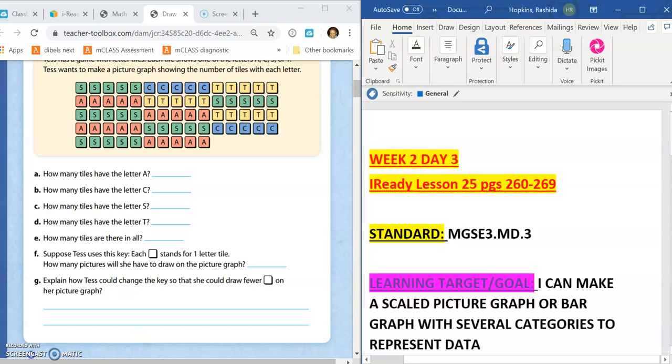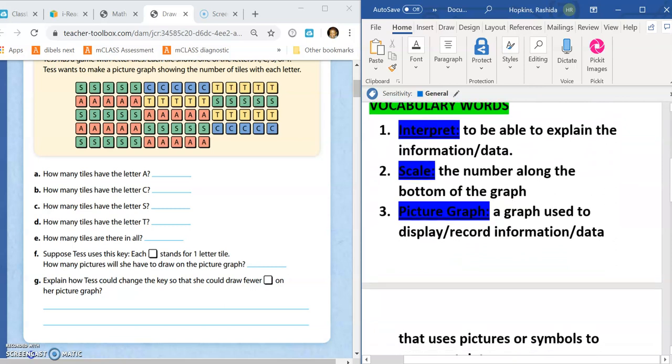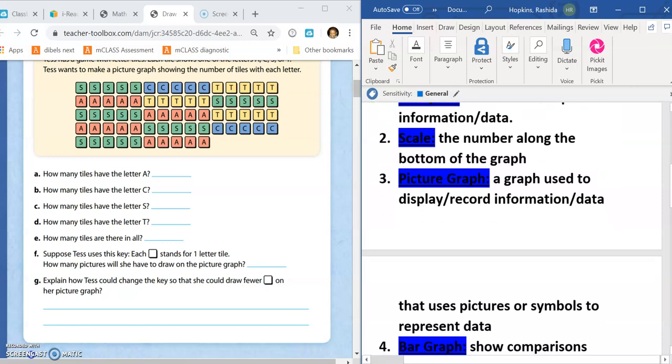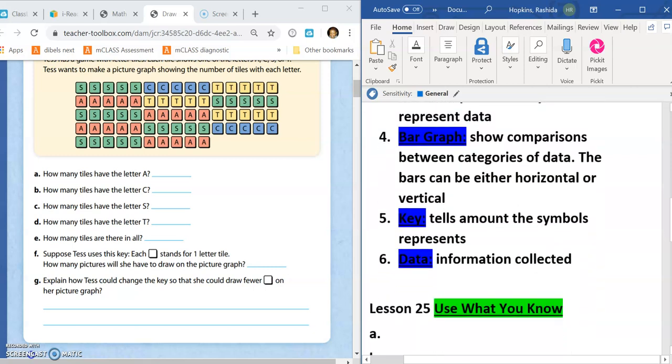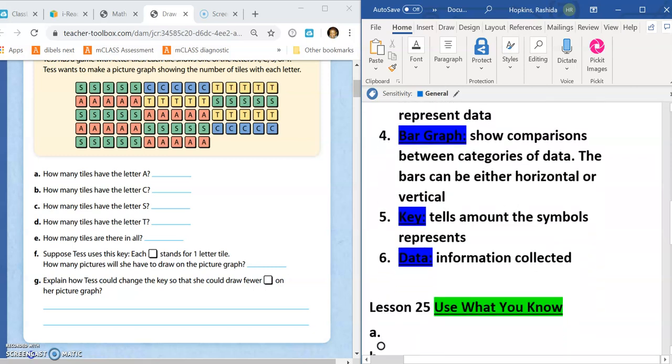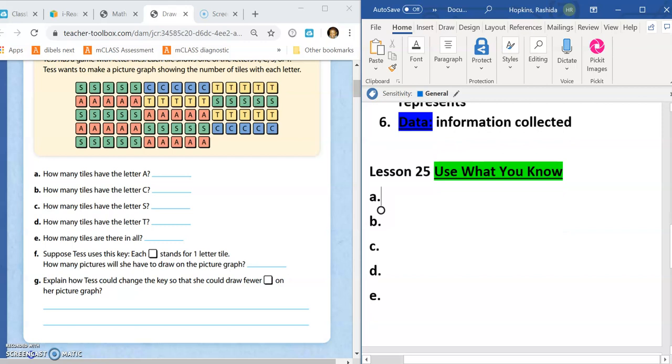Now, we also want to review our vocabulary words to ensure that we understand this lesson. Number 1, interpret, to be able to explain the information or data. Scale, the number along the bottom of the graph. Number 3, picture graph, a graph used to display, record information/data that uses pictures or symbols to represent data. Number 4, bar graph, shows comparisons between categories of data, and the bars can either go horizontal or vertical. Number 5, key, tells the amount the symbols represent. Number 6, data, information collected.